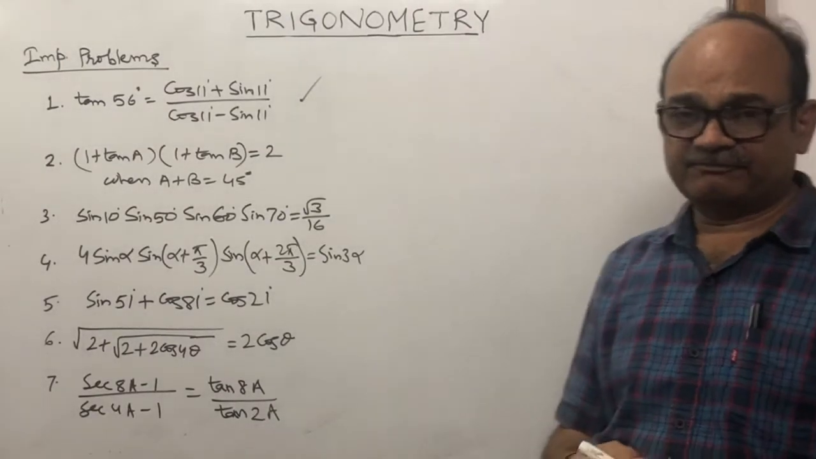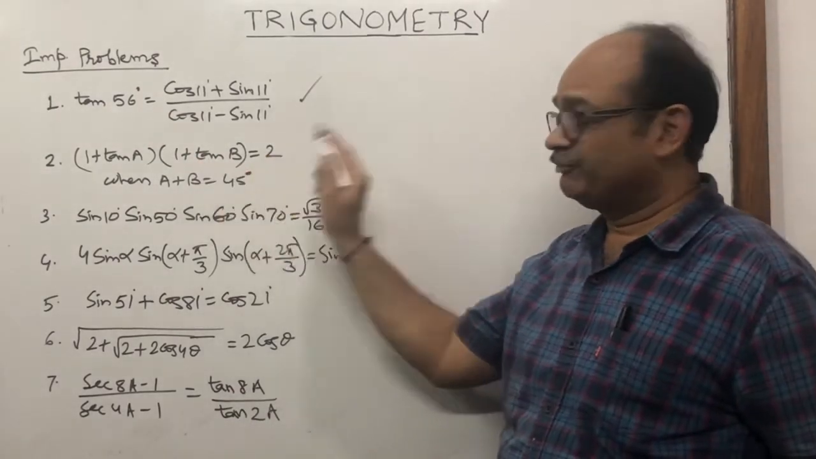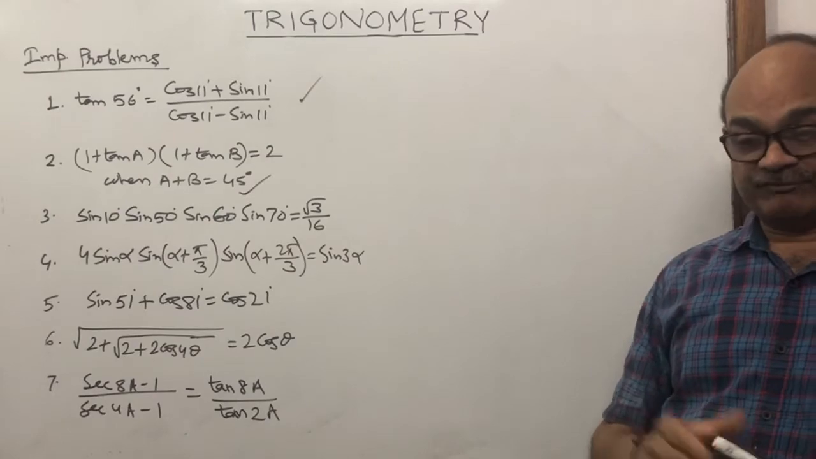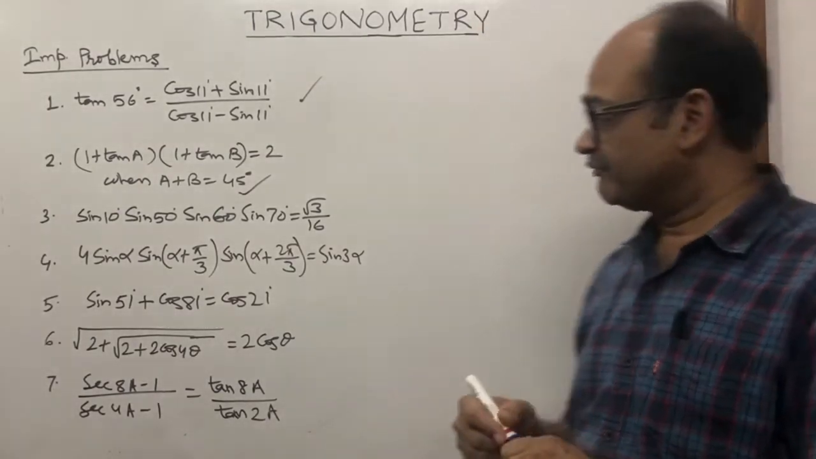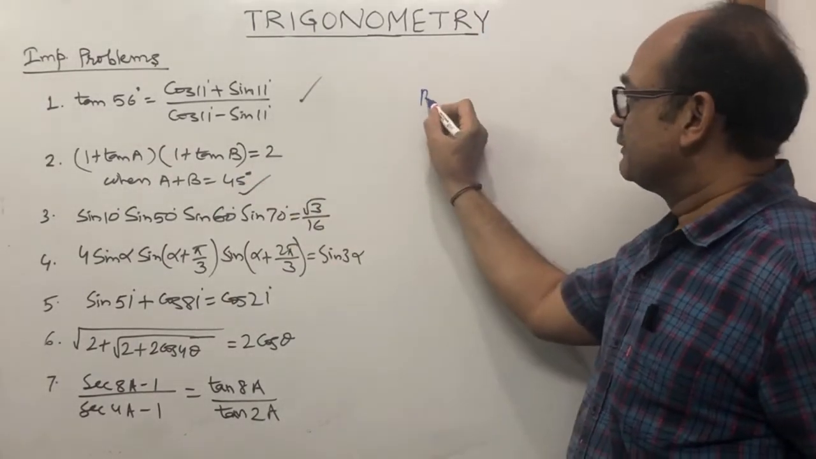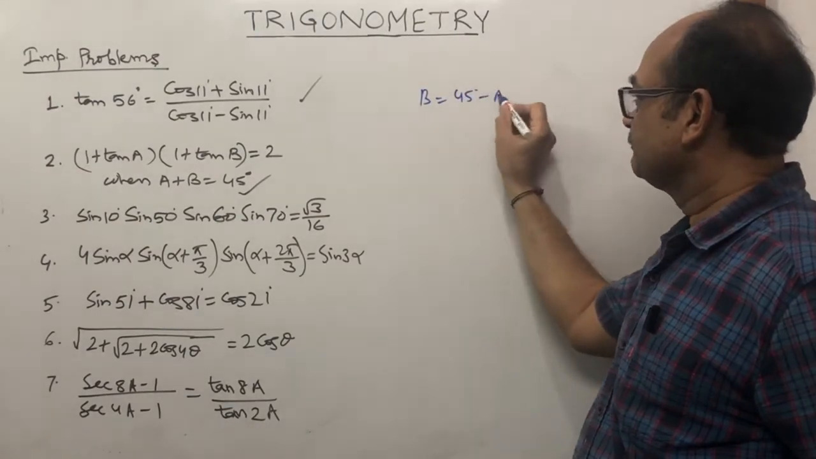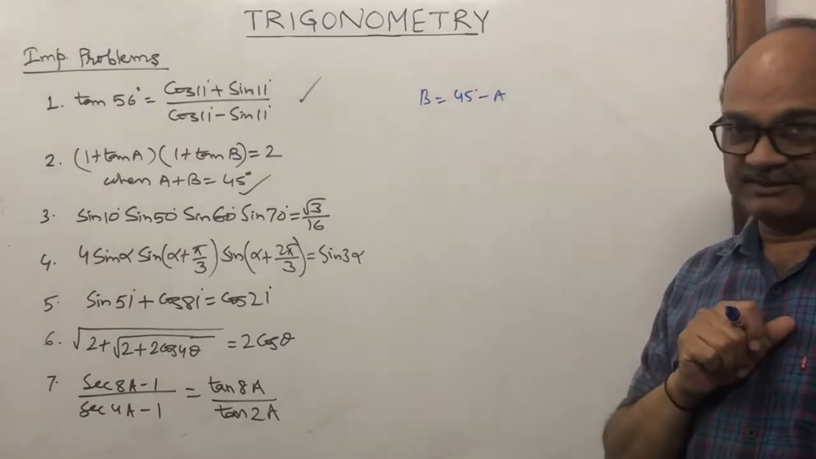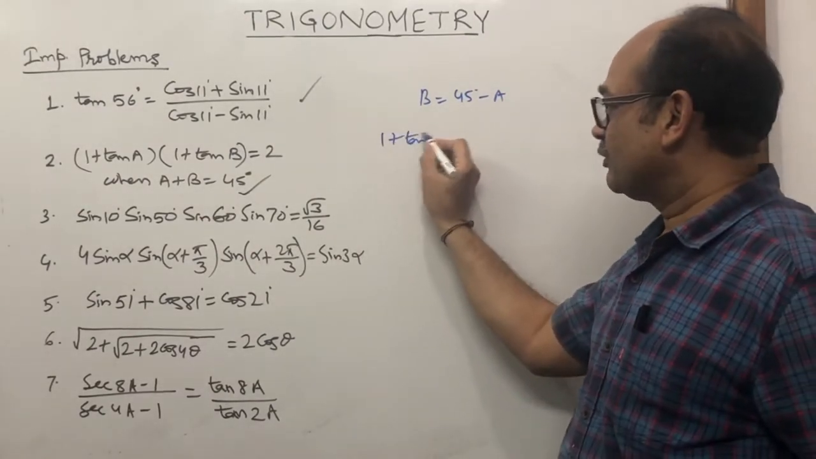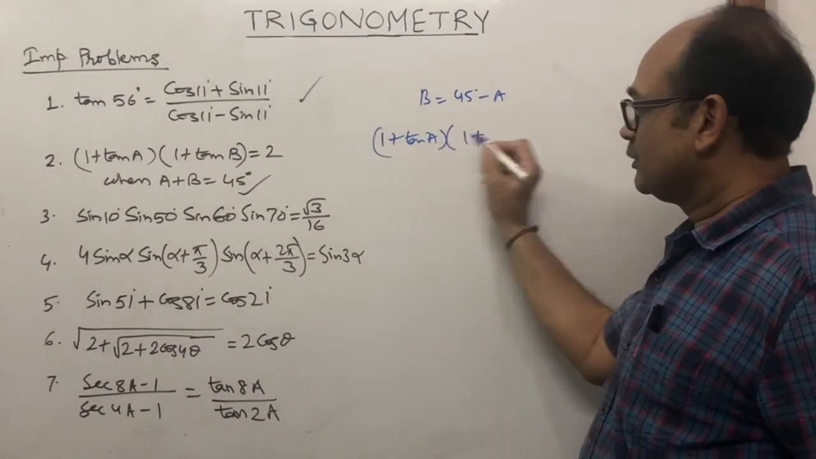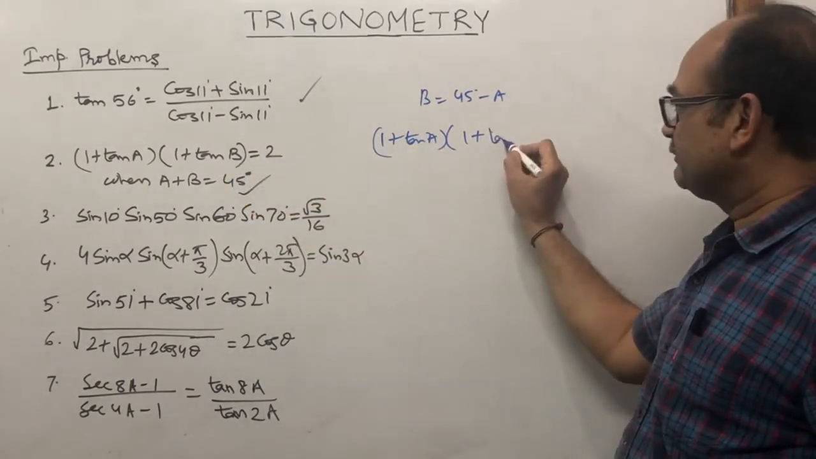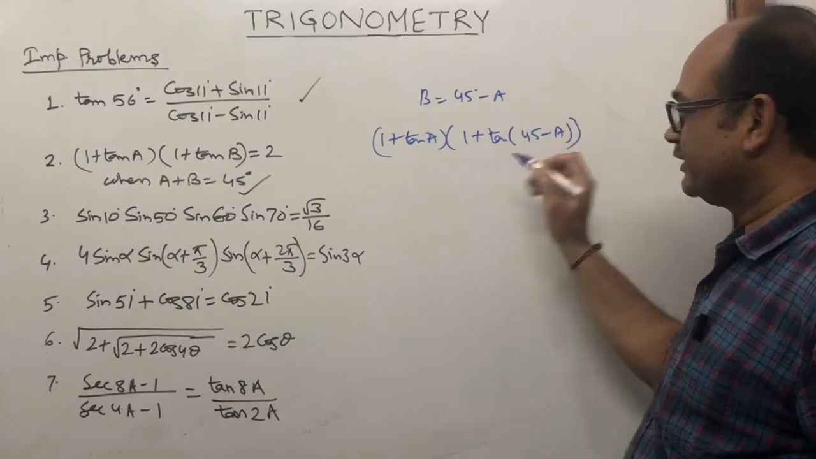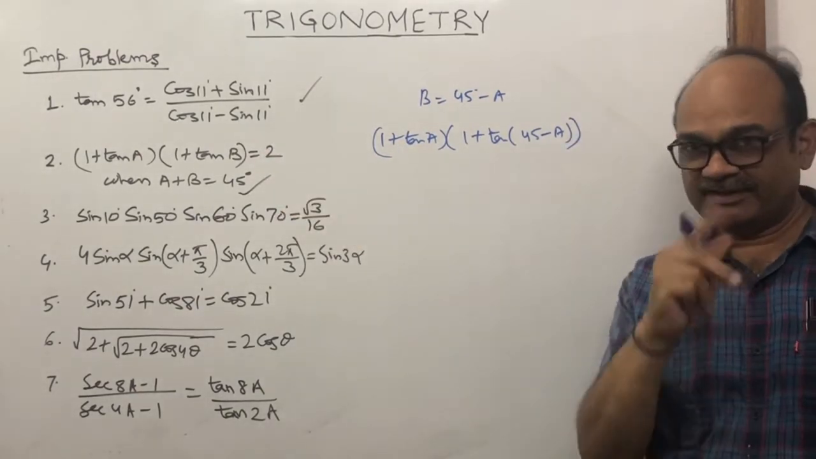1 plus tan a and 1 plus tan b, we want to prove 2. But what is given? A plus b is 45 degree. A plus b 45, it means we can say that b is 45 minus a. We want to convert the complete question in terms of a. So here we can write 1 plus tan a. For b, we can write tan 45 minus a, because we want to convert only in variable a.